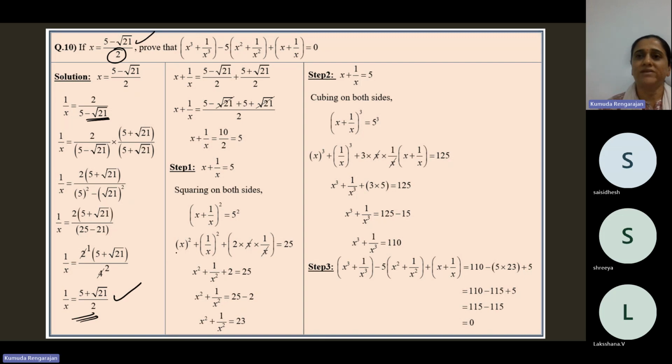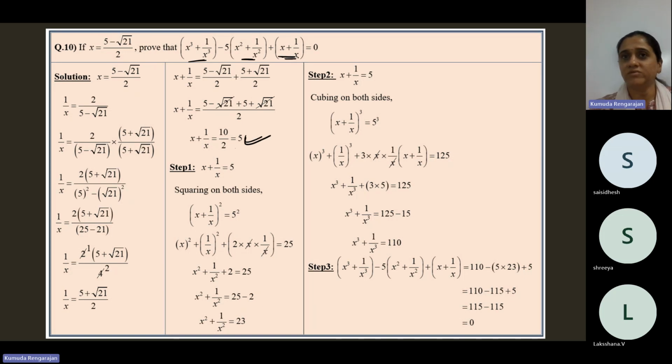Next is to find x plus 1 by x. So here we have x plus 1 by x. Common denominator 2. And the value of x plus 1 by x is 10. 5 plus 5, 10. 10 by 2, 5. The value of x plus 1 by x is 5. So we need this equation, x plus 1 by x is equal to 5. We need this equation to find the values of x squared plus 1 by x squared and x cubed plus 1 by x cubed. All right, now we found x plus 1 by x.